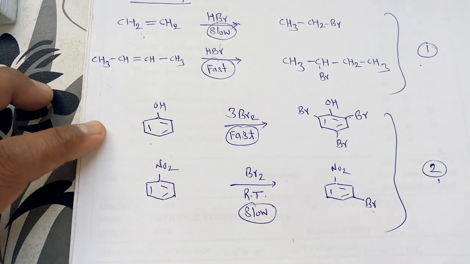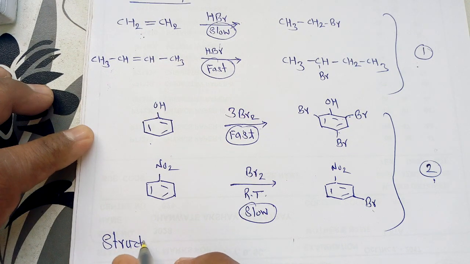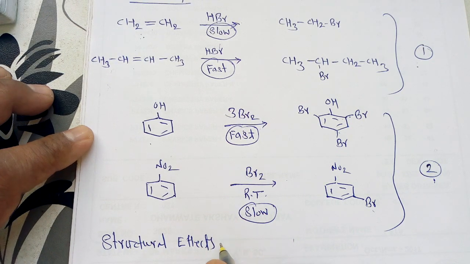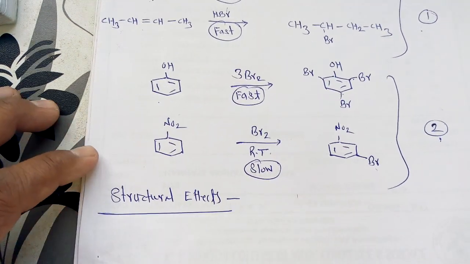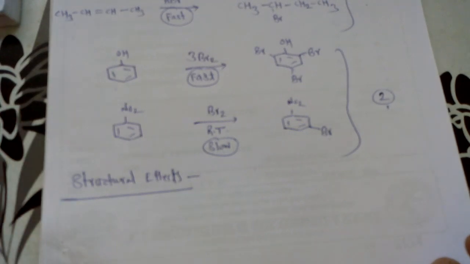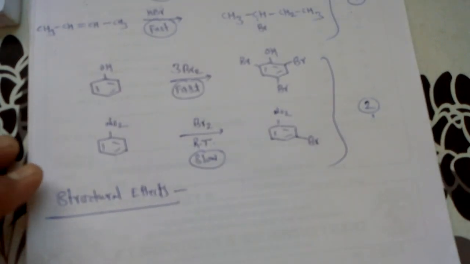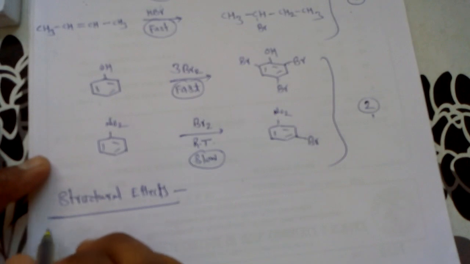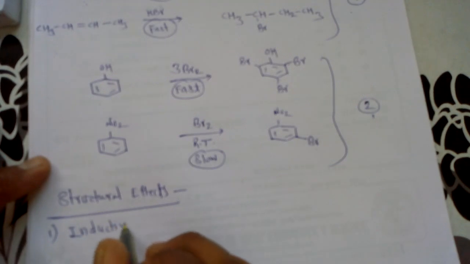Those factors are called the structural effects. Now what are the structural effects and what are the different types of these effects that you have to study? There are 6 different structural effects which actually affect the rate of a chemical reaction. The first important effect is called the inductive effect.